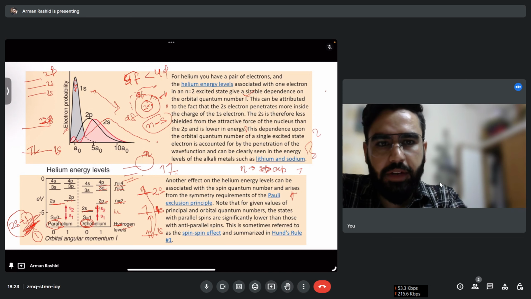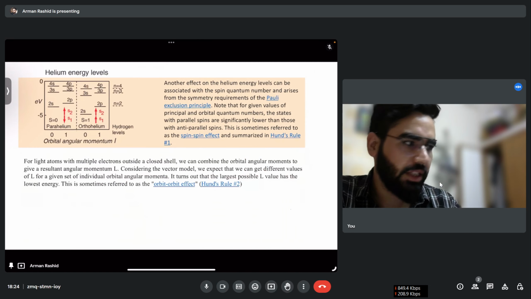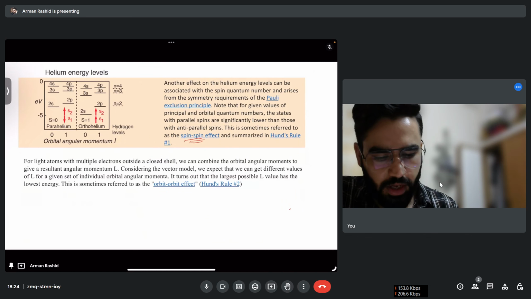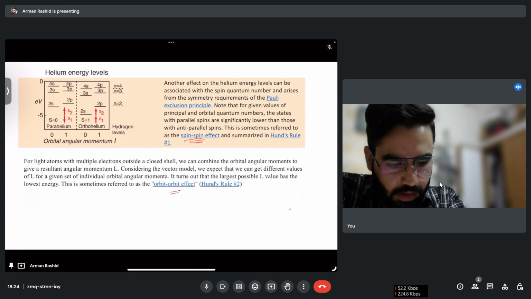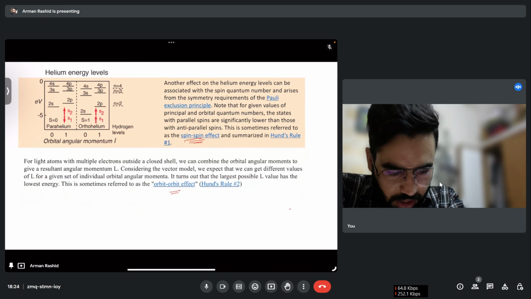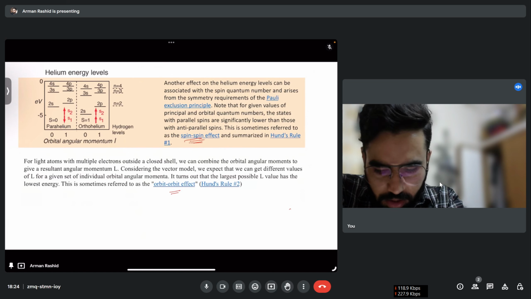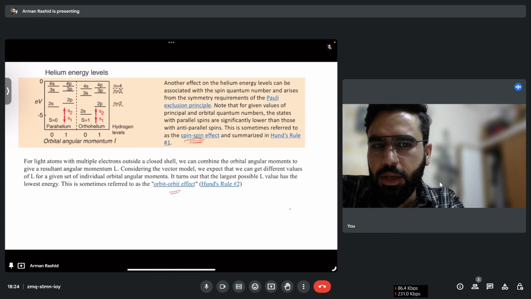Now there is another effect that is called the orbital effect. The first one that I have shown you is the spin effect. Now there is the orbit effect. In the orbit effect, for light atoms with multiple electrons outside the closed shell, we can combine the orbital angular momenta to give the resultant angular momentum L. Consider a vector model. We expect that we can get different values of L for a given set of individual orbital angular momenta. It turns out that the largest possible L value has the lowest energy. This phenomenon is sometimes referred to as the orbital effect.